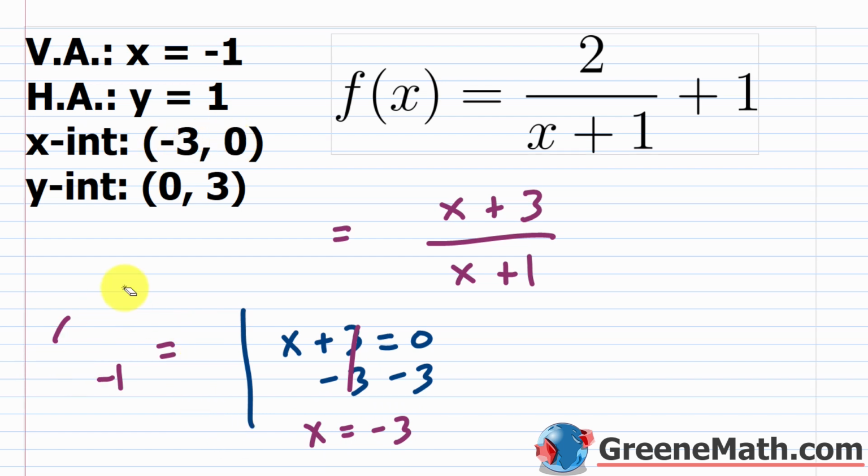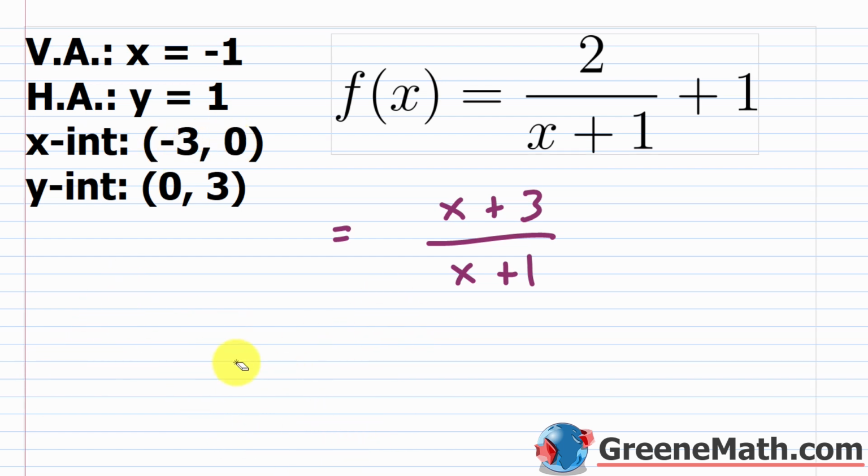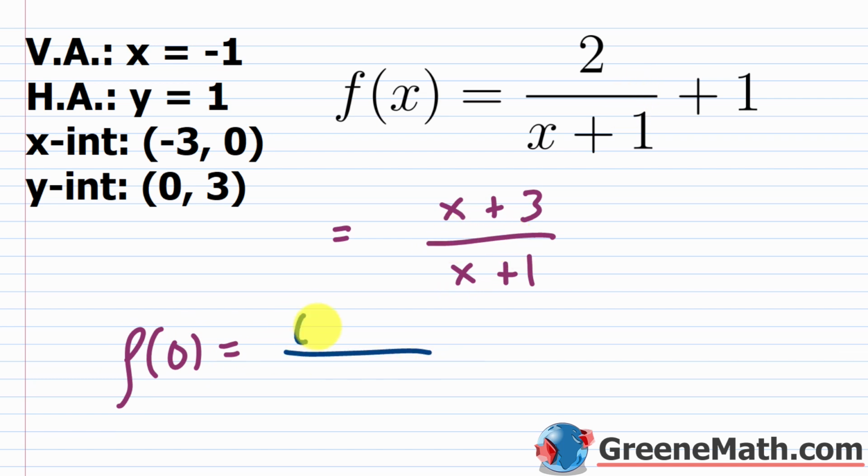In terms of the y-intercept, all you have to do is find f of 0. That one's really easy. If you wanted f of 0, you could do it in this form or this form. It doesn't matter. I think we'll just work with this. So we'll go 0 plus 3 over 0 plus 1. And of course, this is 3 over 1, which is 3. So that's going to occur at 0 comma 3.